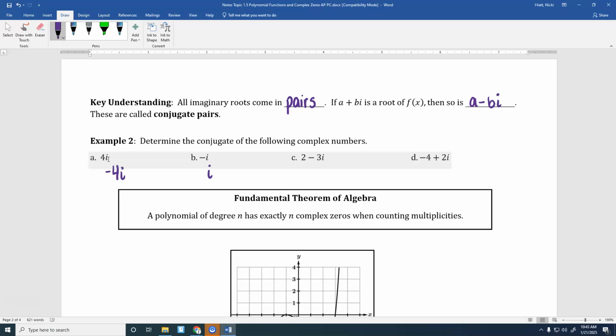C and D are both complex numbers that have a real part and an imaginary part. So only the imaginary part changes its sign. The 2 would stay as it is, but the 3i changes its sign. So we'd have 2 plus 3i there. And for D, we would have negative 4 minus 2i.